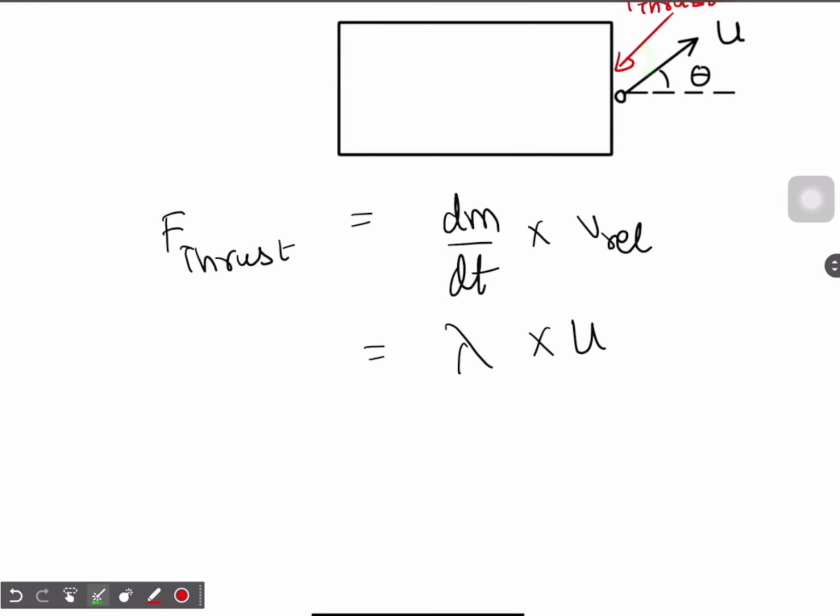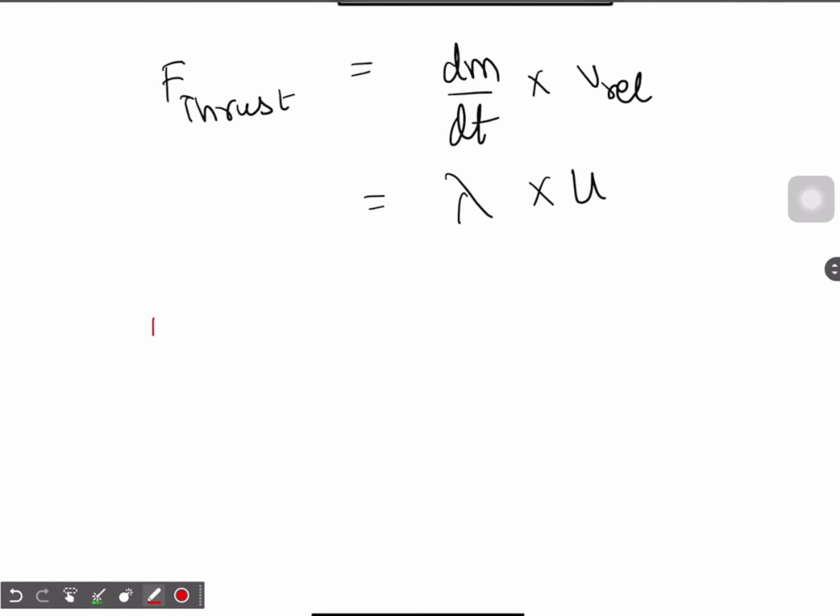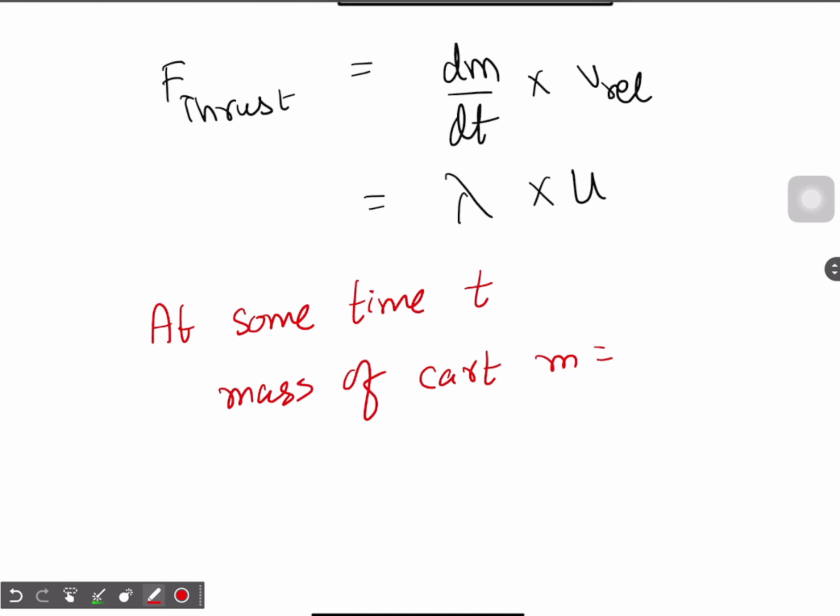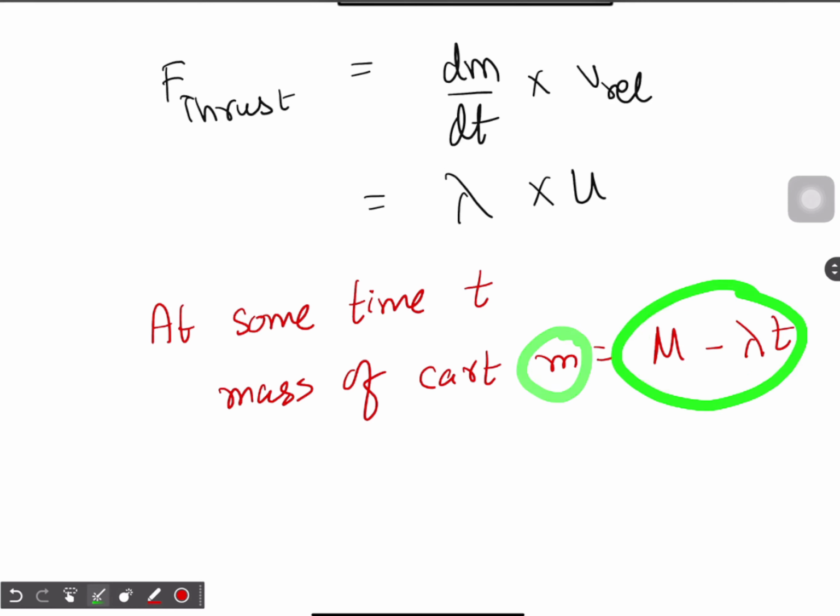Now let's say at some time t, the mass of the cart will be how much? It will be equal to initial mass m minus lambda t. Why? In time t, how much mass of the bullets has been ejected? It will be equal to lambda t. So this much mass has been removed from the initial mass, so the current mass will be m minus lambda t.